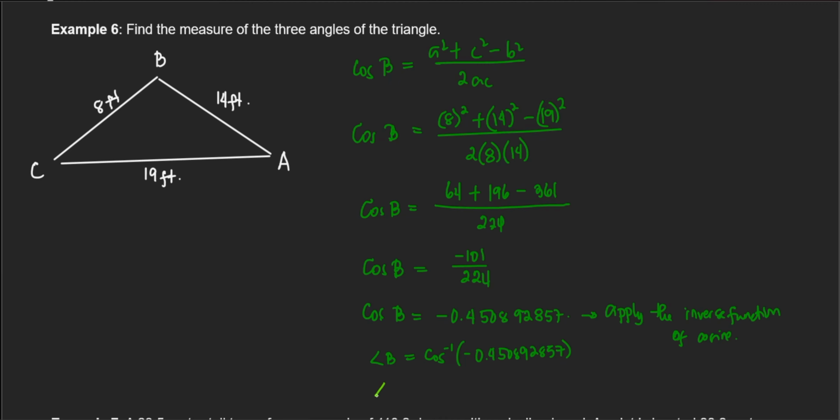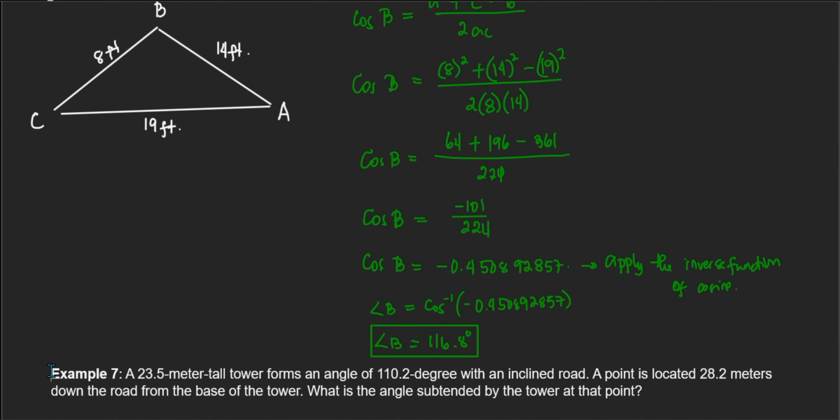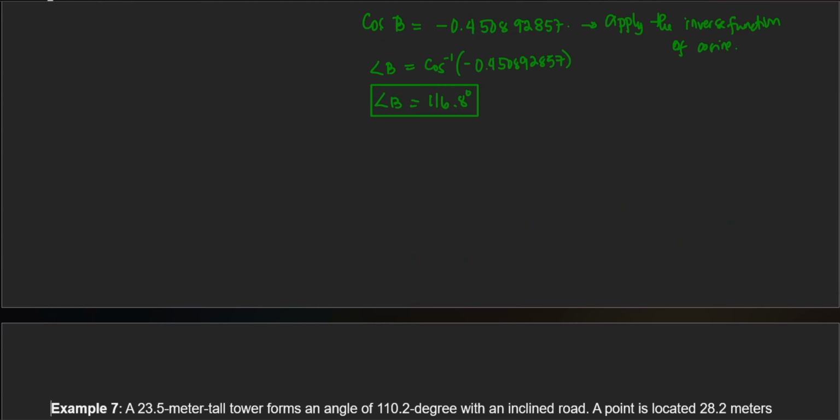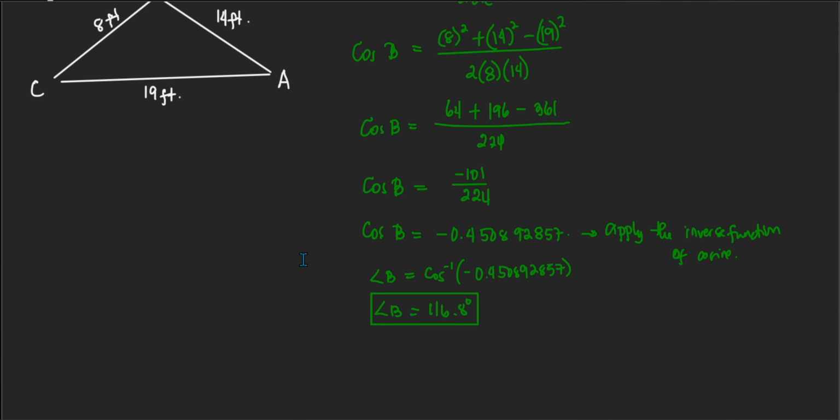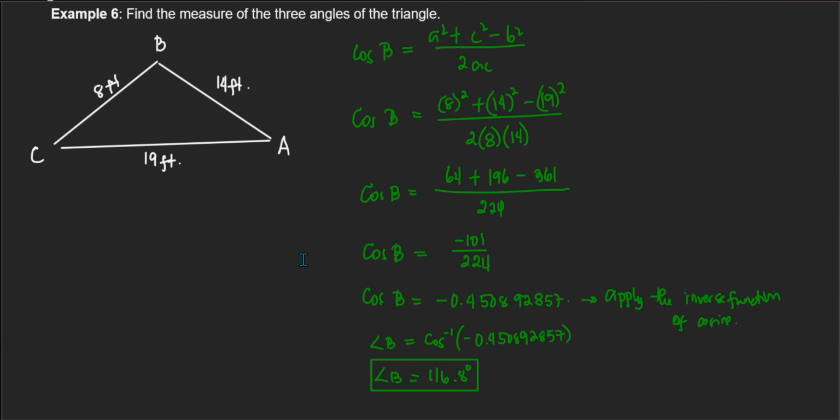0.450892857. Now, angle B natin. So, calculate lang. So, that is equivalent to 116.8 degrees. So, therefore, the angle B natin is equal to 116.8. Okay? So that is under kay angle B. So, hindi pa po tayo tapos.